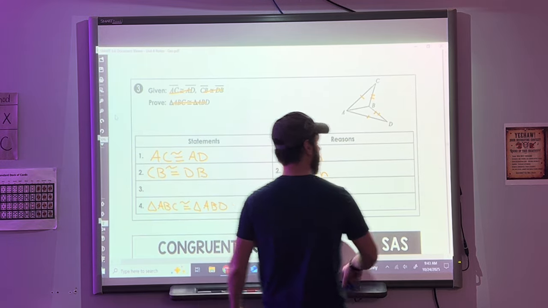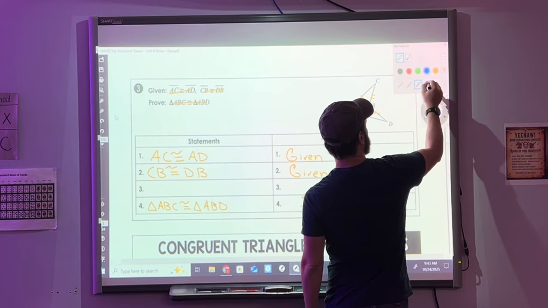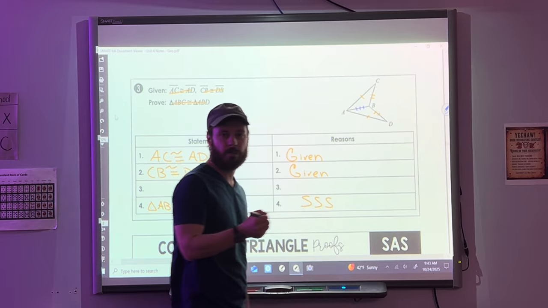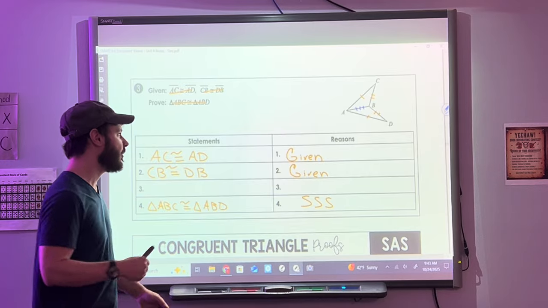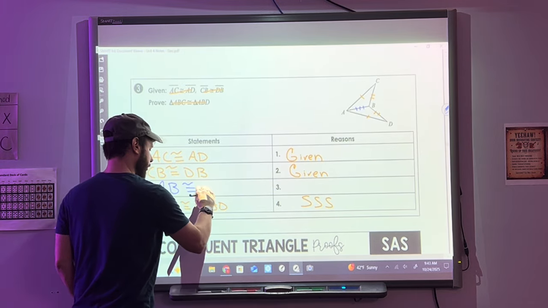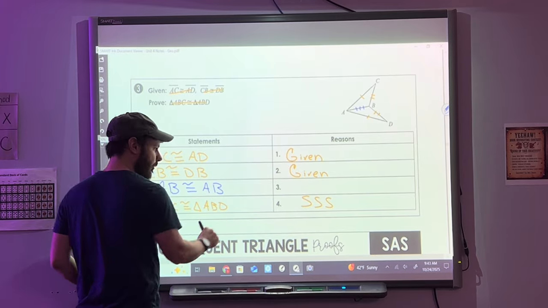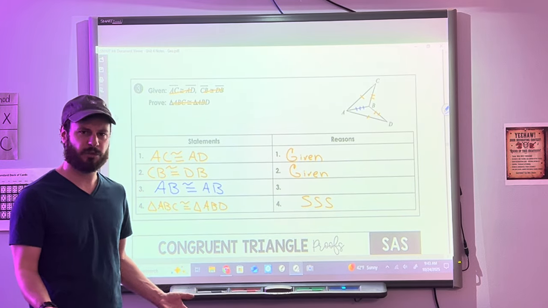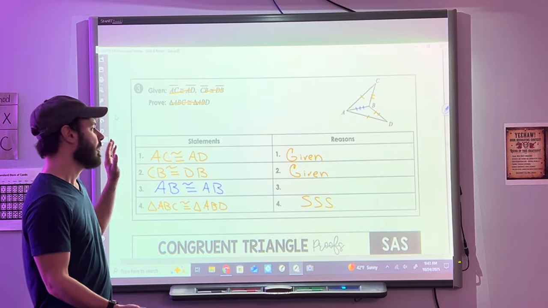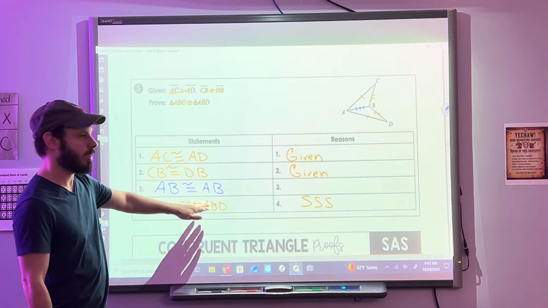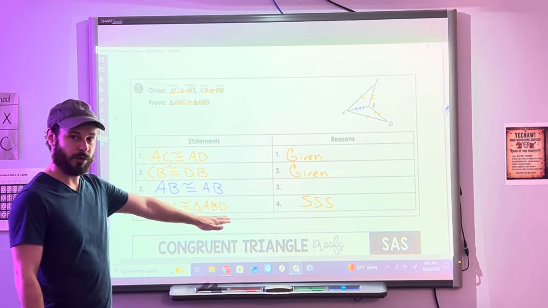Anytime we have this overlap in a triangle, it's always gonna look like this. AB is congruent to itself. Remember when we joked about like, why is that even a thing that we have to do? Like, of course 5 equals 5. Like, why would we need to write that? This is the reason why. Okay. AB is congruent to AB. The reason there is gonna be reflexive.